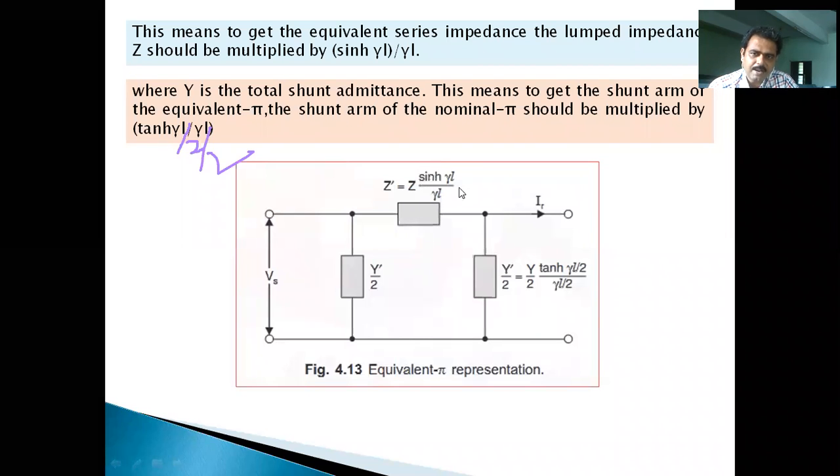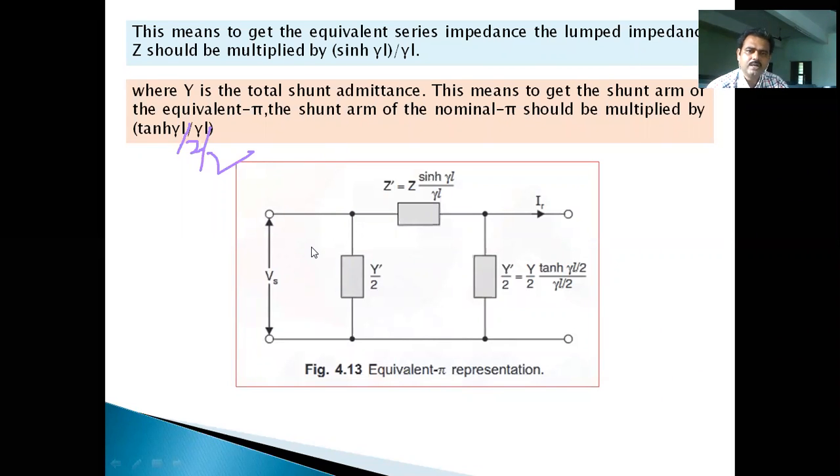So if we multiply with this fraction, this is tanh(γL/2) divided by γL/2. Similarly, here the series impedance is multiplied with sinh(γL)/γL. That entire thing can be converted into an equivalent pi representation. So this is a very easy method.